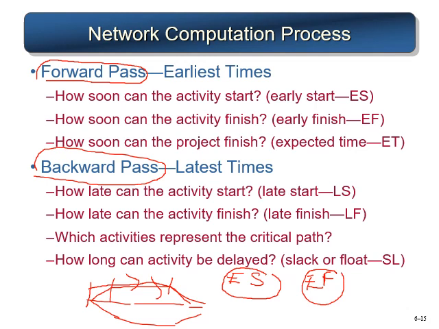On the flip side of that, in the backward pass, we calculate the activity timing from right to left, and in this backward pass we calculate the late start, how late an activity can be started, and the late finish, how late an activity can be finished. So that is the big difference between the forward pass and the backward pass.